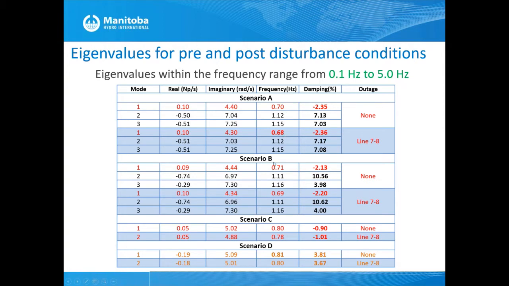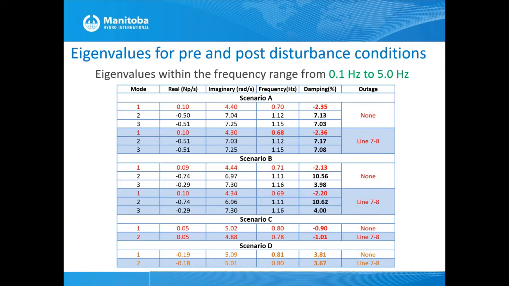So if you go to scenario B, you have a similar situation. And if you go to scenario C, since there are 2 generators, there are a lesser number of modes in the frequency range we are interested in, but you can see that mode is also unstable. And in scenario D, we can see that mode has positive damping, but it's about 3.8.